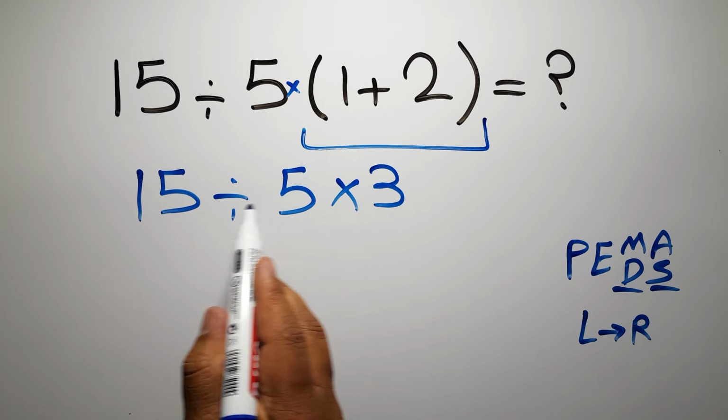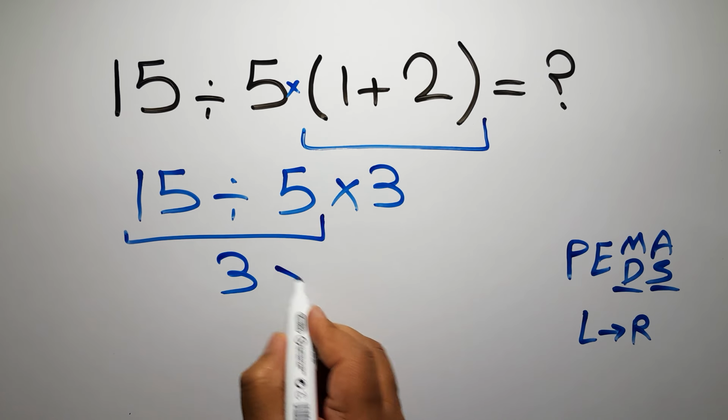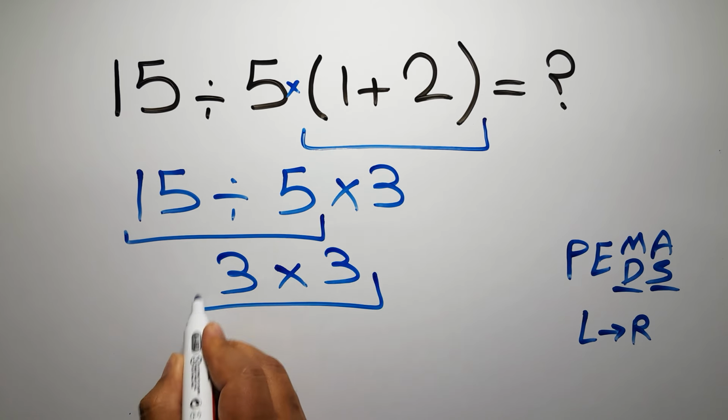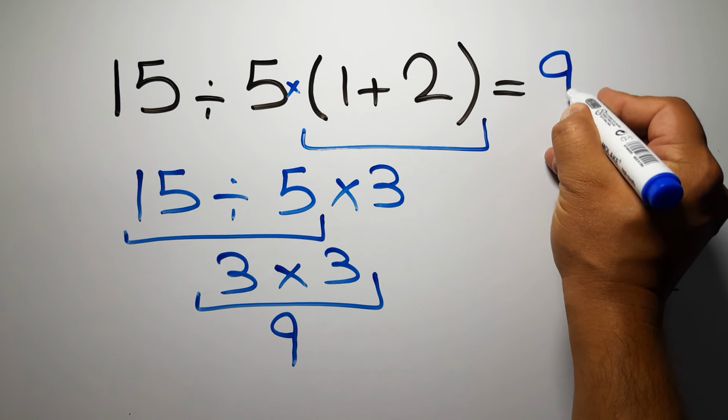Okay, 15 divided by 5 gives us 3, and 3 times 3 is just 9. This is our final answer to this problem. The correct answer is 9.